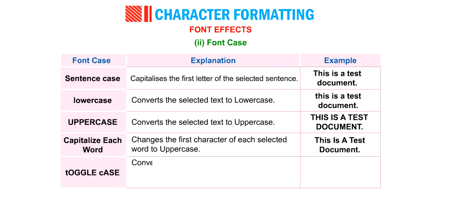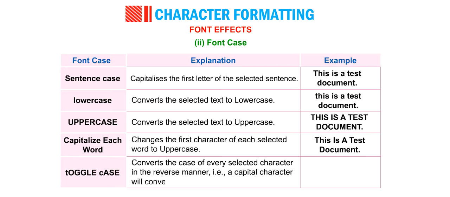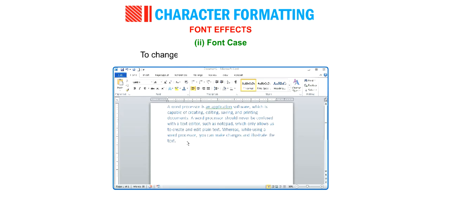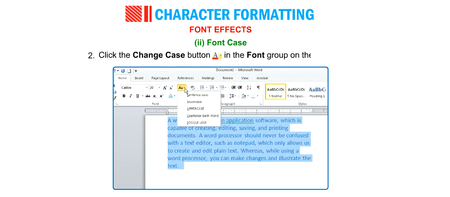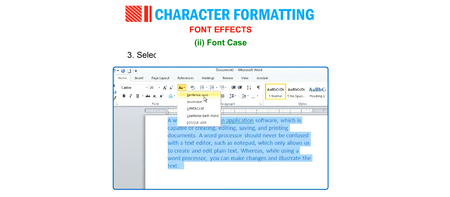Toggle case. Converts the case of every selected character in the reverse manner. That is, a capital character will convert into lowercase and vice versa. This is a test document. To change the font case, follow these steps. Select the text you would like to change. Click the Change Case button in the font group on the Home tab. Select the desired option from the drop-down list.